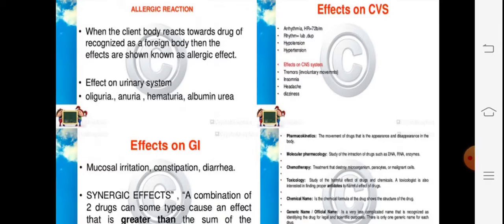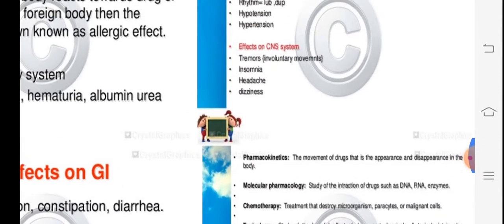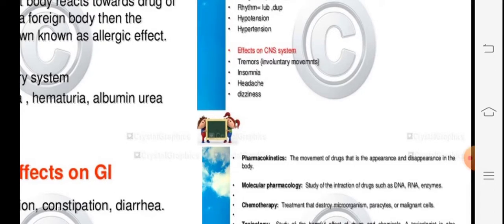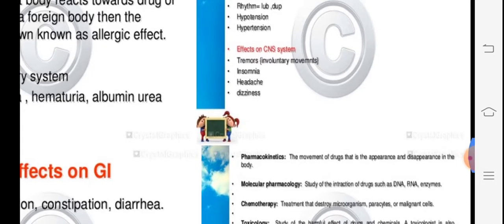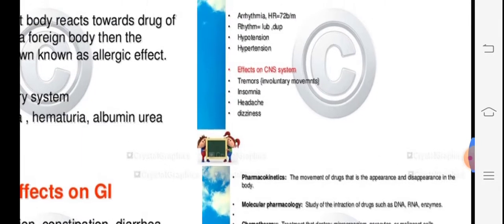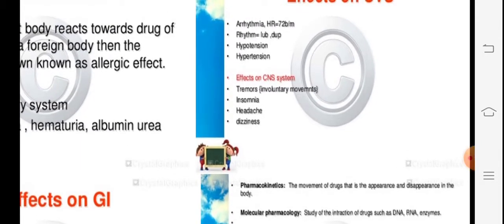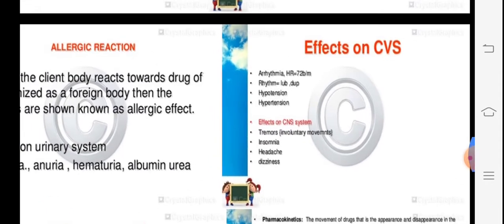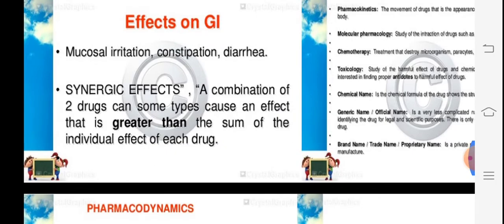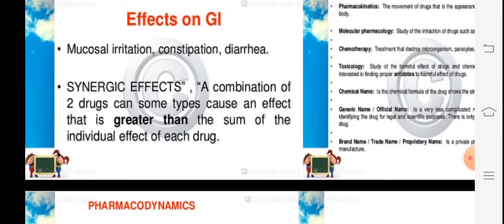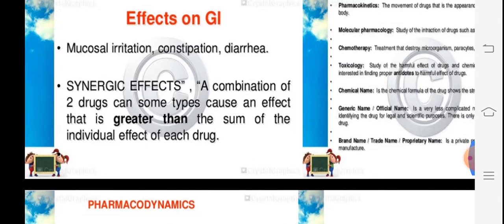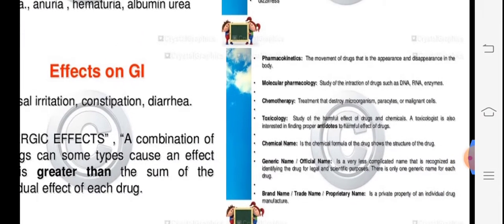Then the effect on the CNS, that is, the central nervous system. It may cause headache, dizziness, or insomnia. Then on the cardiovascular system there is hypertension, hypotension, low blood pressure, high blood pressure, like this. Then effects on the GI tract, it may cause mucosal irritation, constipation, diarrhea. There are also general effects. In combination of two drugs, suppose two drugs are given, it shows the effect of both. So there are different types.